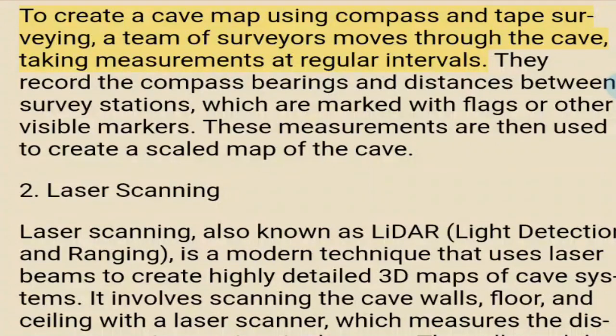To create a cave map using compass and tape surveying, a team of surveyors moves through the cave, taking measurements at regular intervals. They record the compass bearings and distances between survey stations, which are marked with flags or other visible markers. These measurements are then used to create a scaled map of the cave.